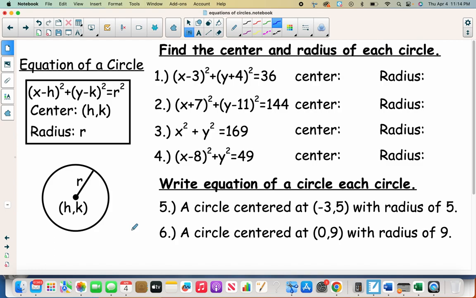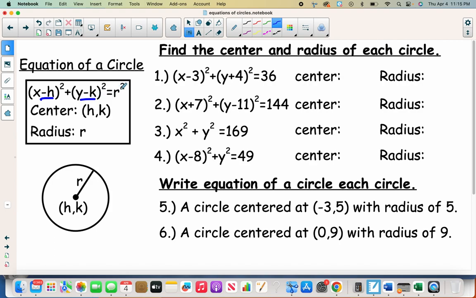Okay, so this is the standard equation of a circle. This is the x minus h squared and y minus k squared. That's where we get our center. But I want you to notice very carefully, it's minus h and minus k, but here it's a positive h and a positive k. You have to remember that inside the parentheses, the signs change, right?